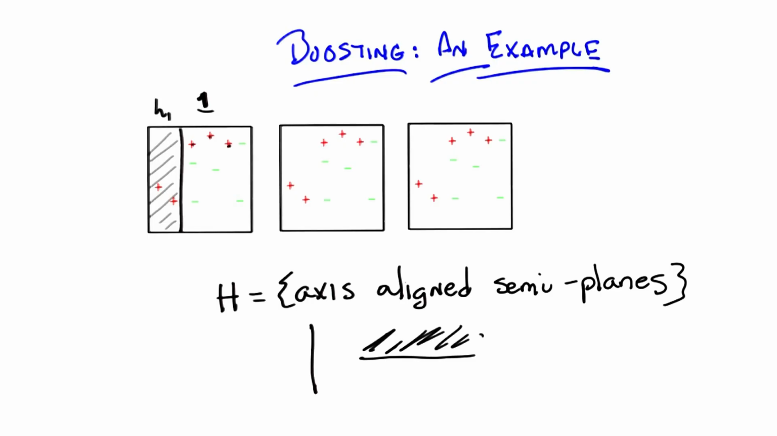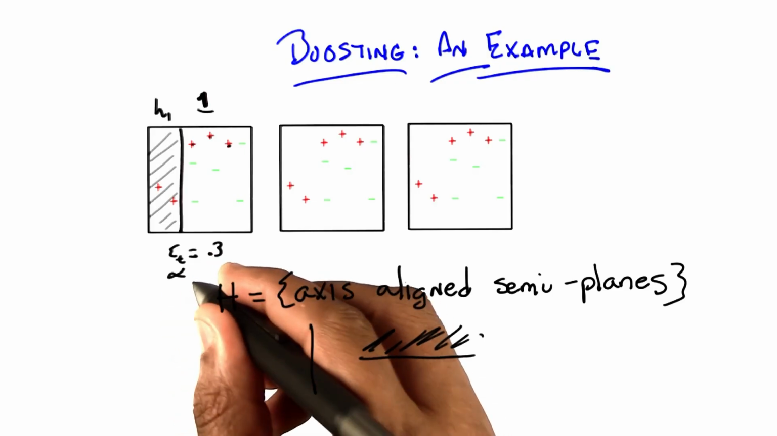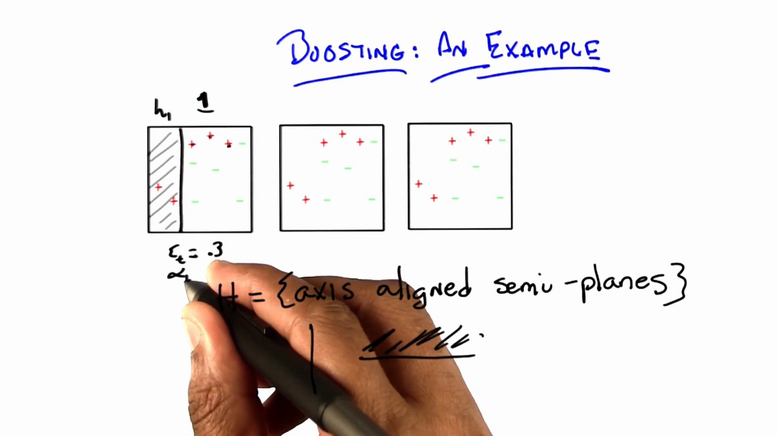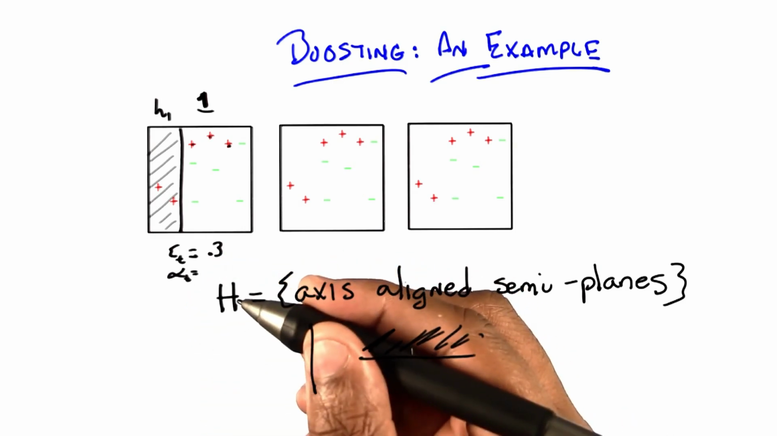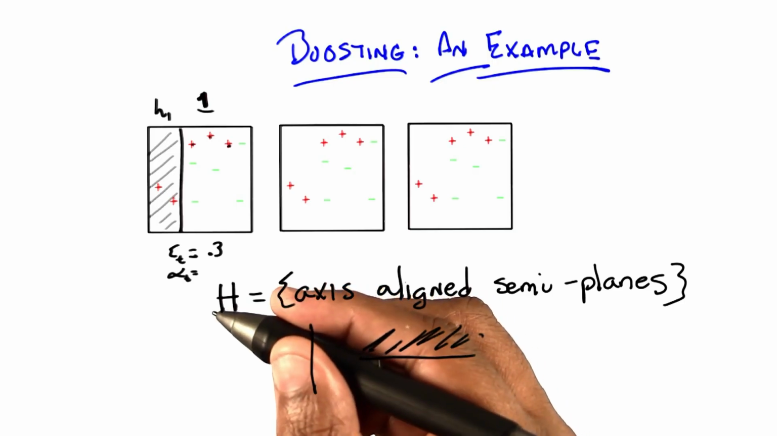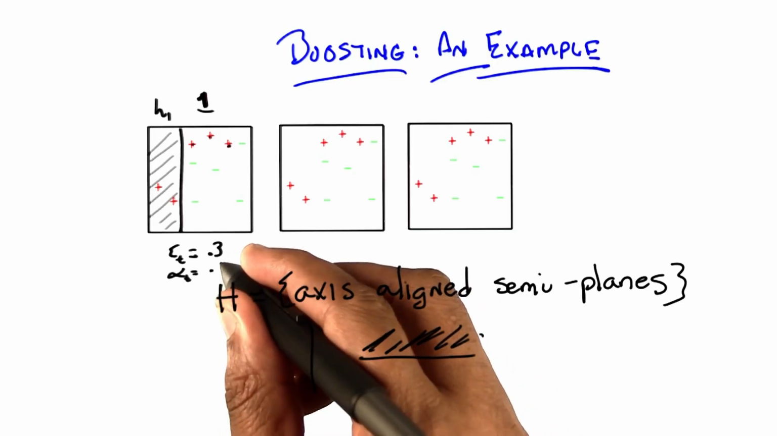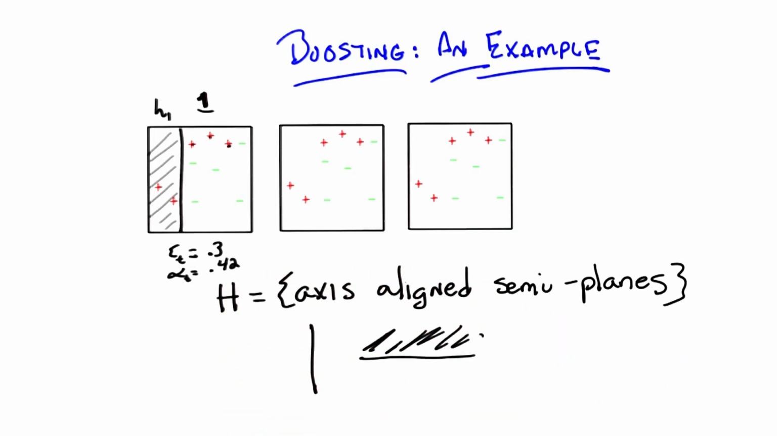I'm just going to ask you to trust me here, but it turns out that the specific error here is 0.3. And if you stick that into our little formula for alpha, you end up with alpha equal to 0.42. That's not obvious to me. See, it's not always obvious. Okay, good. So there you go. That's just what happens when you stick this particular set in there.